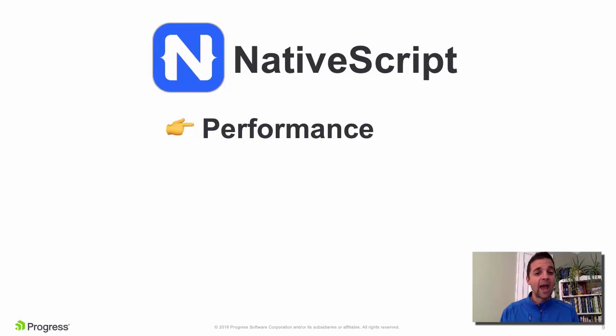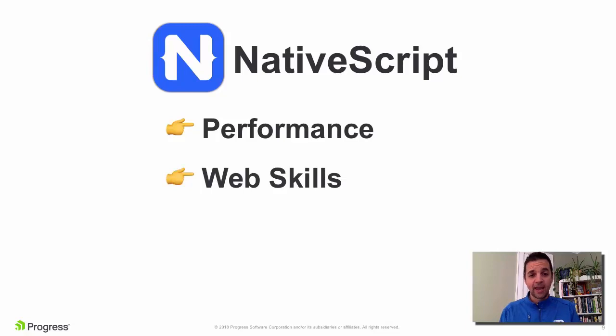Web skills. Apps written with NativeScript use JavaScript, TypeScript, Angular, or Vue.js. Apps are styled with CSS. And yes, this is the same CSS you've been using for years. And the markup is a friendly HTML-like XML syntax.